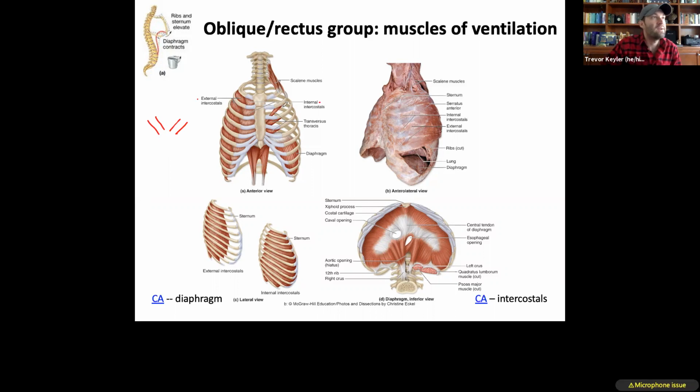Okay. Then deep to that, we have these internal intercostals, which make an upside down V. So you can see they'd be running in this orientation. And you guessed it, those contract and allow us to exhale. Okay. So externals make a V, internals make an upside down V, inhale, exhale.